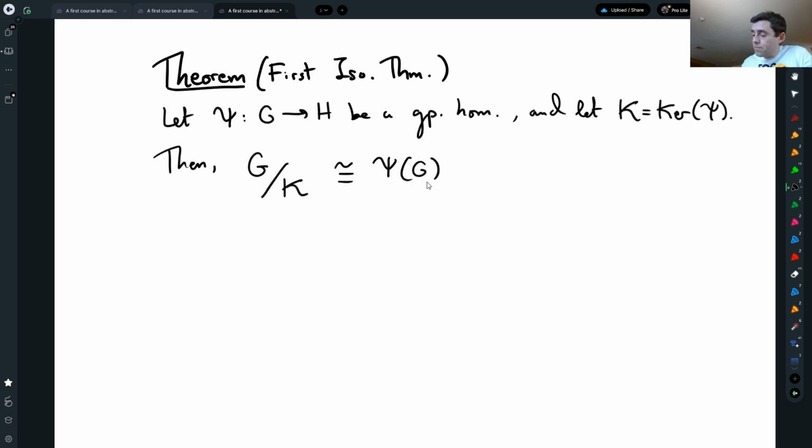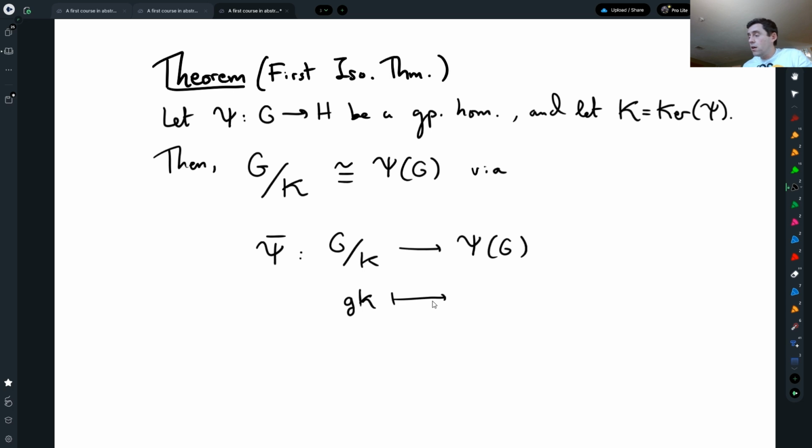via the isomorphism induced by the homomorphism that goes from G/K to the image, that sends a coset gK to the image of the representative. Okay, so it's going to give us an isomorphism, and in fact, it tells you exactly what the isomorphism is.